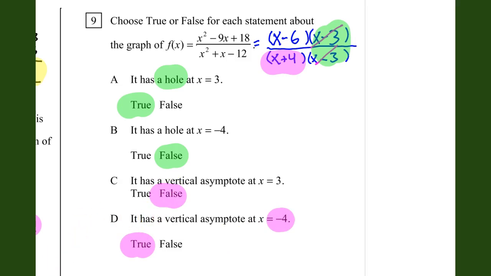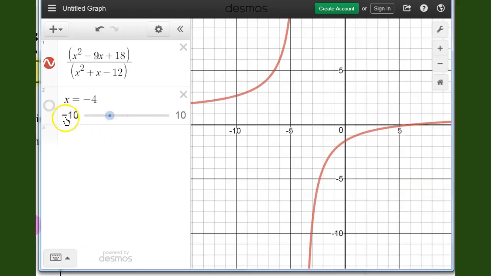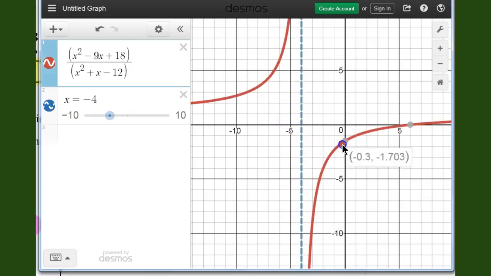Just in case you're curious, here's a graph of this, and you can see that there's a vertical asymptote at negative 4, right? And then if we approach close to x equals 3 here, we should get an undefined. Where'd it go? There it is. So there's our hole.